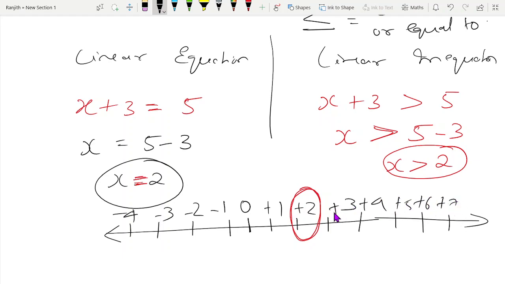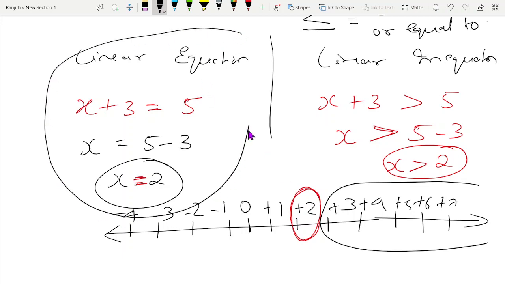It can be 3, 4, 5, 6, 7. It goes on, right? There's no end to it. So this is the difference between linear inequation and linear equation. For a linear equation, the value will be exactly equal to a number. It won't be less or greater, exactly equal. But for a linear inequation, it can be equal to that number or greater or lesser.